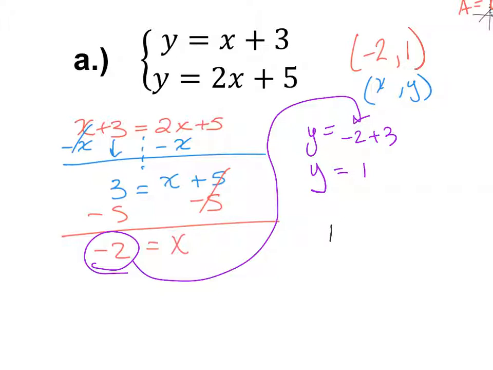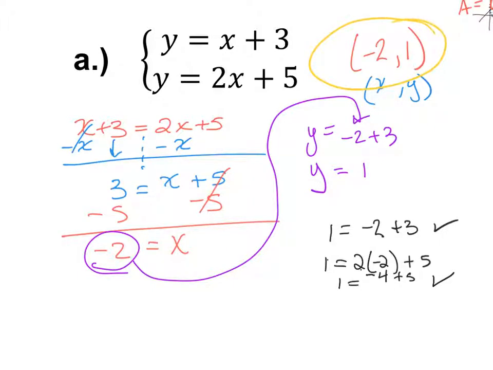That means that 1 must be equal to negative 2, because that's what x is equal to. I'm plugging y into y and x into x, plus 3. Sure enough, yes it is. Now we plug it into the second equation. Notice it takes like 2 seconds. Y, which is 1, must be equal to 2 times x plus 5. 2 times negative 2 is negative 4, plus 5 is equal to 1. So I know that this is my solution that satisfies both equations.